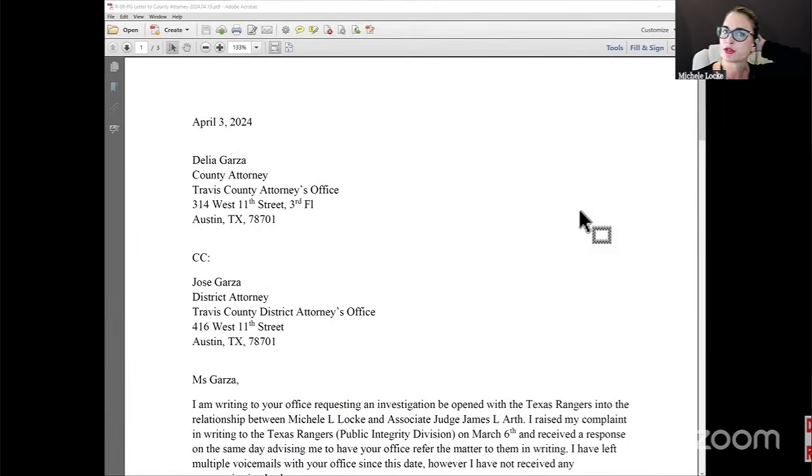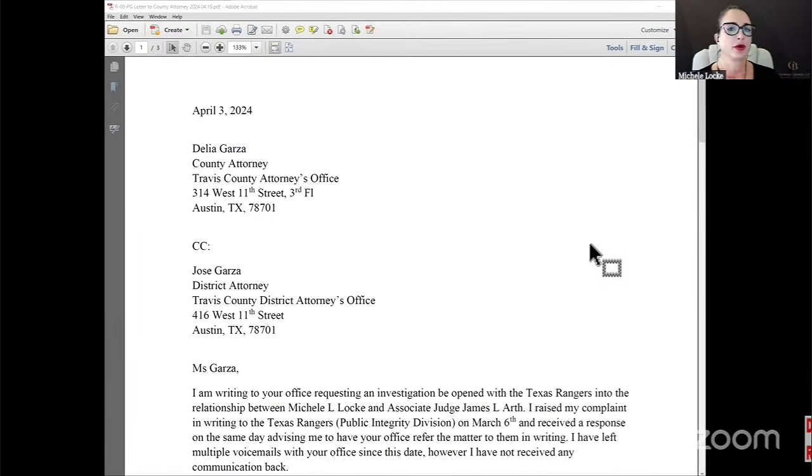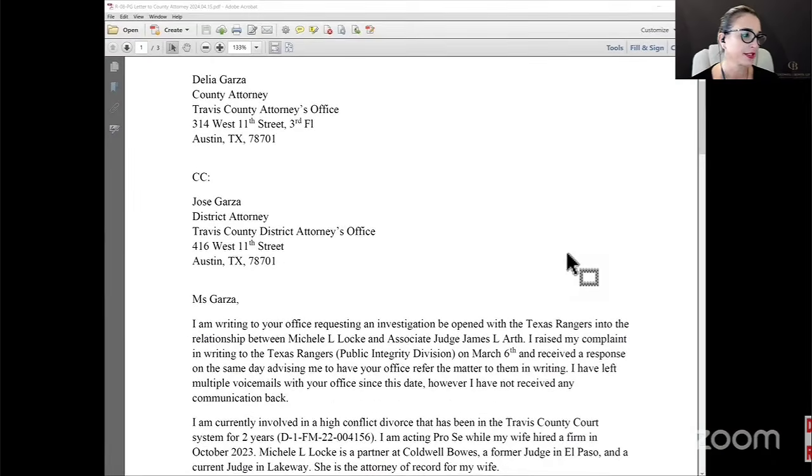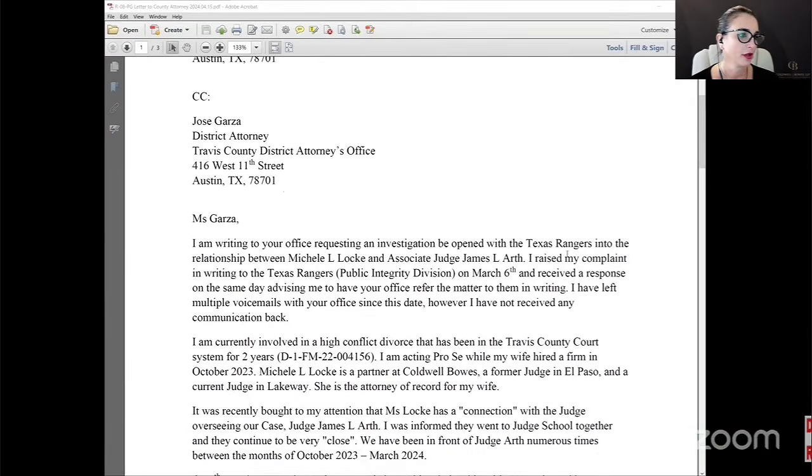I'll move to introduce R8. If I can find my share screen again. I move to introduce R8, which is the letter of April 3rd, 2024 that Mr. Georgiouti sent both to the county attorney and the district attorney. R8 is admitted.